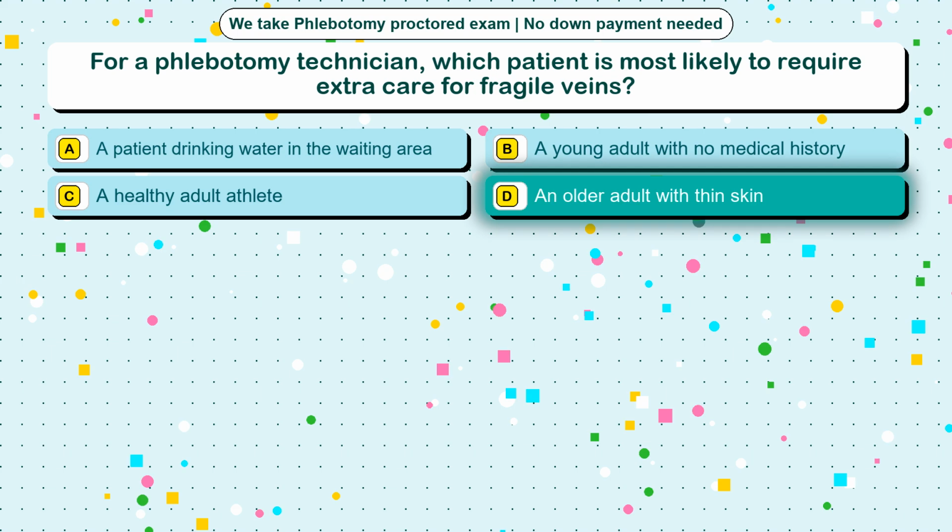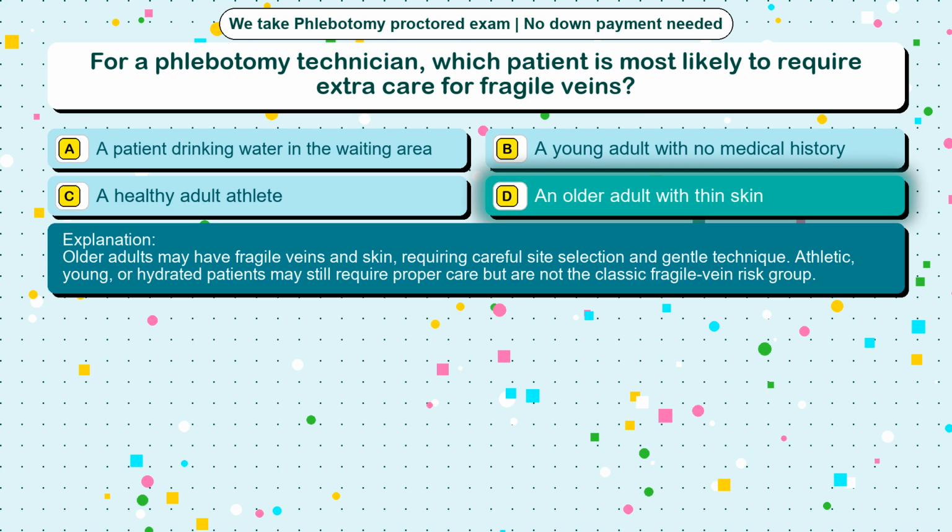An older adult with thin skin. Older adults may have fragile veins and skin, requiring careful site selection and gentle technique. Athletic, young, or hydrated patients may still require proper care but are not the classic fragile vein risk group.